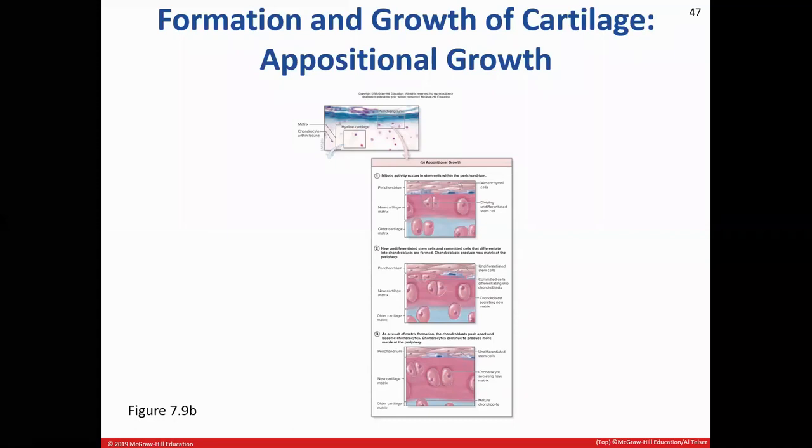And that's how we're able to grow our cartilage more from the outside as opposed to from the inside of the tissue.